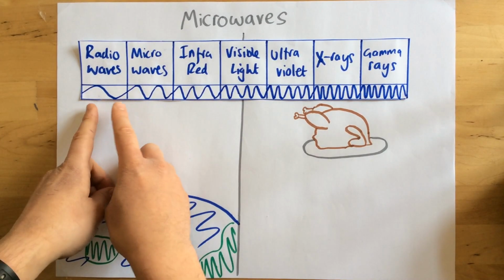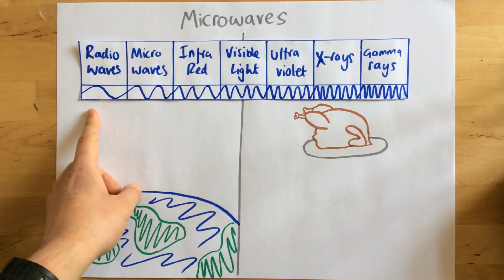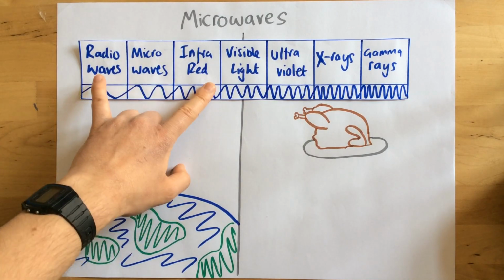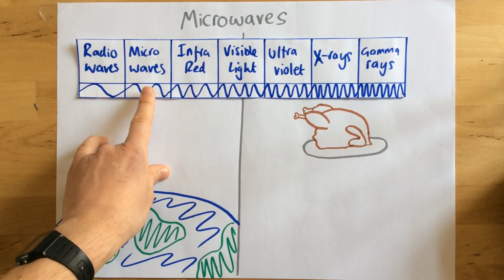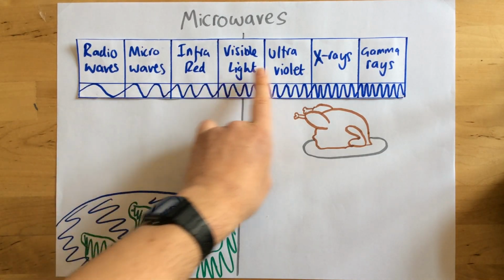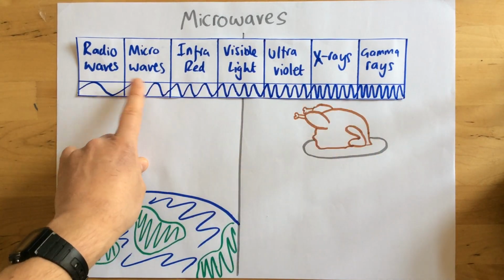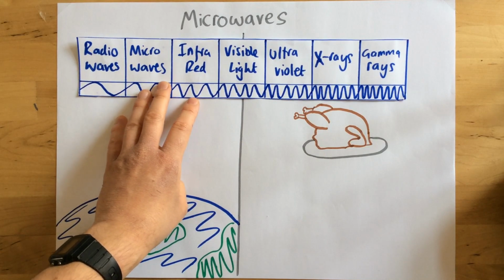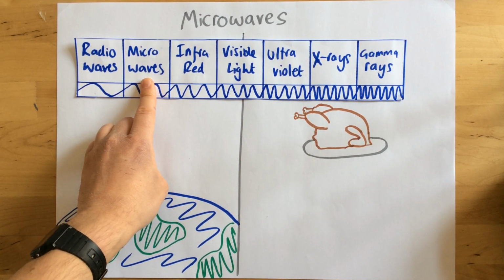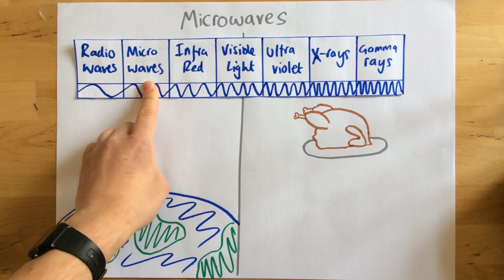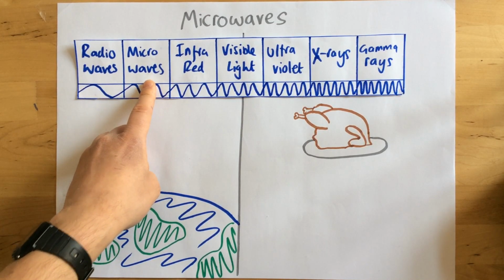So first of all, here is the electromagnetic spectrum. As you can see, microwaves sit between radio waves and infrared. It means they have a lower frequency than all of these types of wave, but they have a higher frequency than radio waves. Just like the rest of the waves in the electromagnetic spectrum, they are transverse waves that travel at 300 million meters per second through a vacuum.